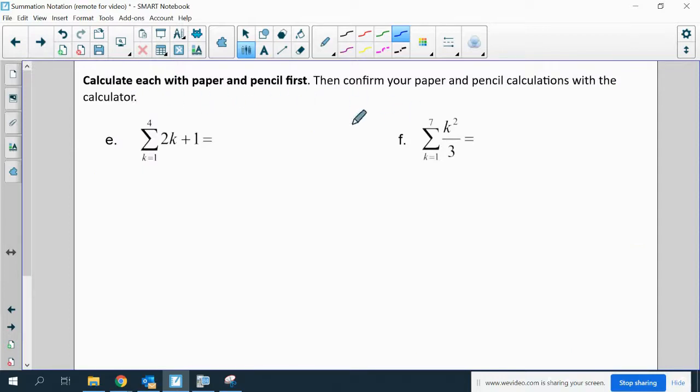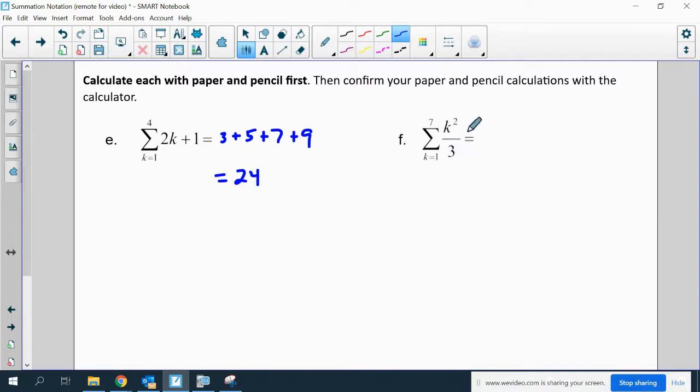We're going to calculate with paper and pencil first, then we'll use the calculator. So, the sum from k equals 1 to 4 of 2k plus 1. What I'm going to do is plug in 1, that's 3. If I plug in 2, that's 5. If I plug in 3, that's 7. If I plug in 4, that's 9. So I would get 24.